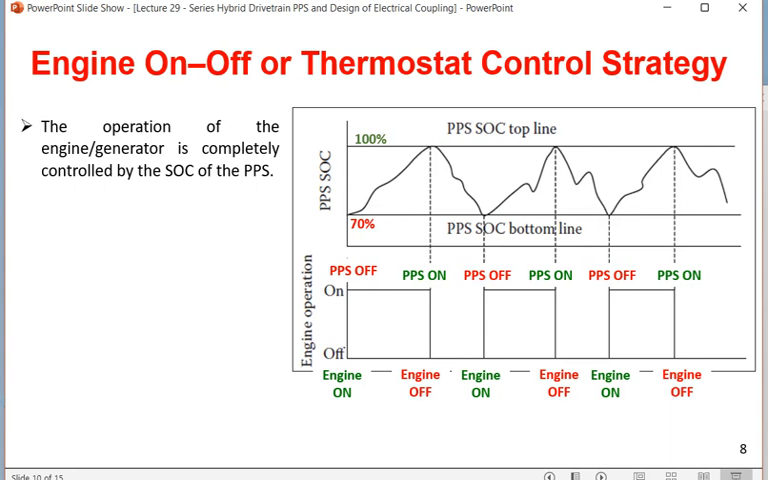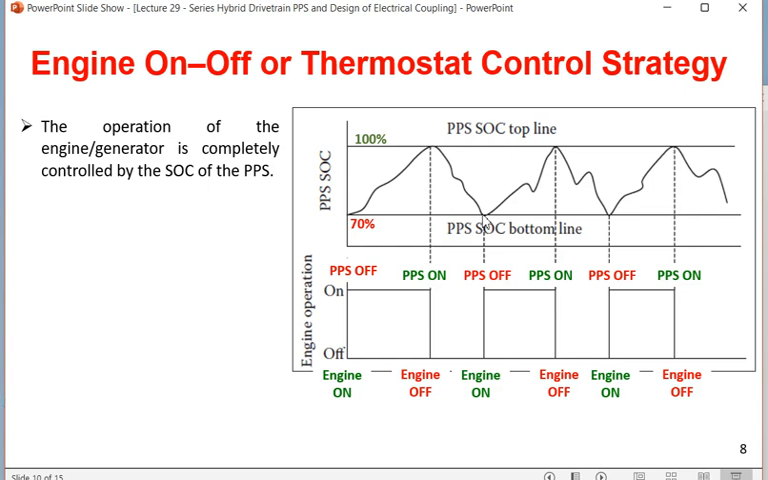So the operation of the engine generator is completely controlled by the SOC of the PPS. We find here, as long as the SOC is less than 100% initial case, that time engine is on and PPS is off. As soon as the PPS is becoming fully charged, we are switching off the engine. So switching on the PPS and switching off the engine.